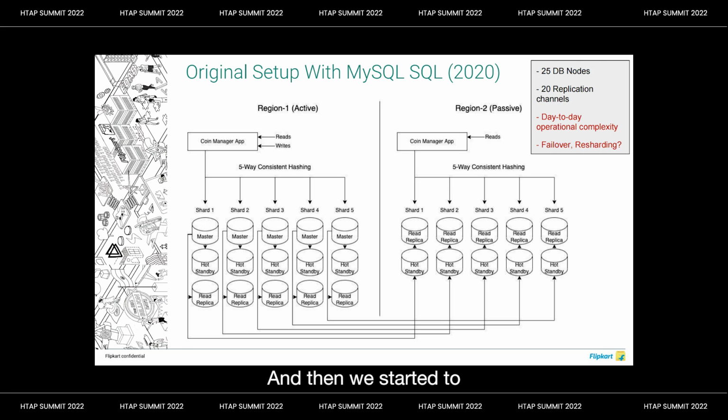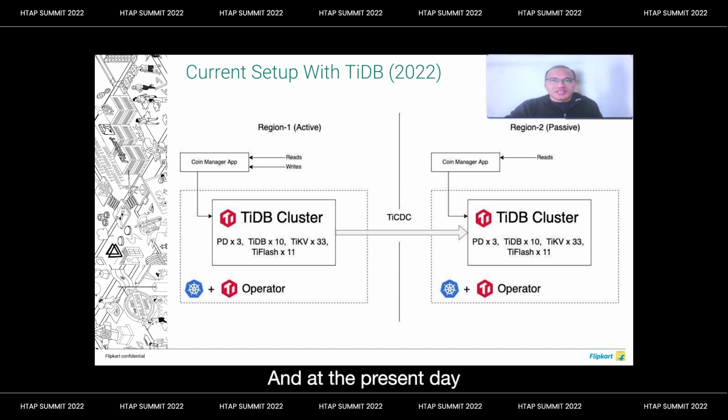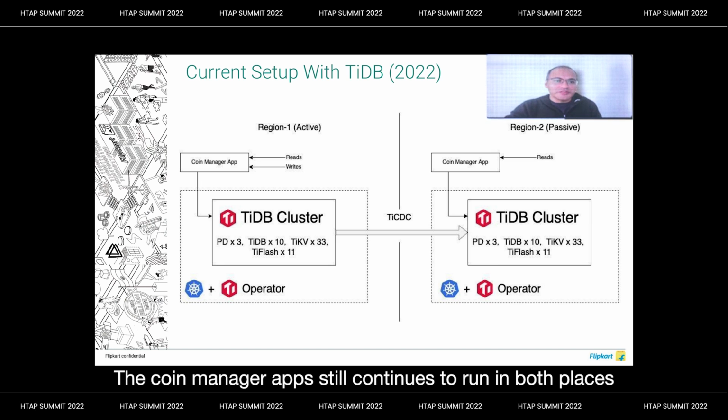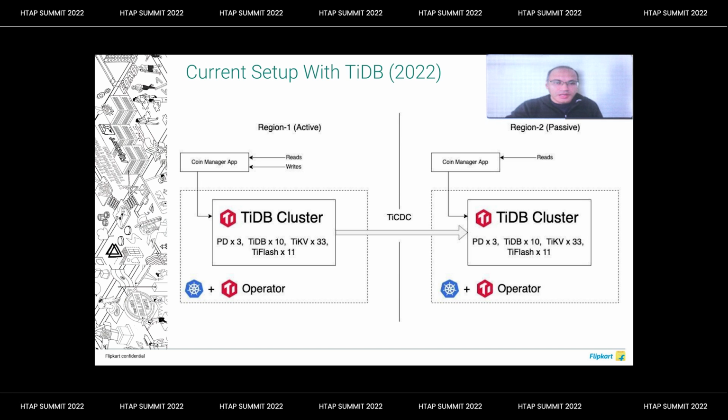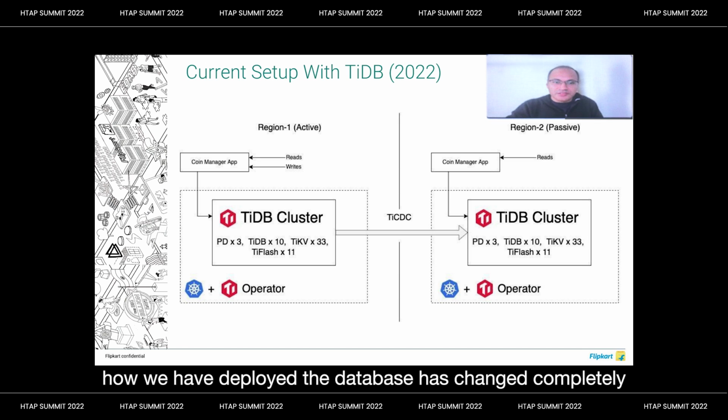This is the application we considered as one of the prime candidates to move to TiDB, which is what we did in early 2021. And at the present day, this is what this application looks like. It is greatly simplified. As you can see, it is still running out of 2 regions, active and passive. The Coin Manager app still continues to run in both places, with the active side serving reads and writes as before, and the passive side serving reads. But the underlying structure of how we have deployed the database has changed completely.